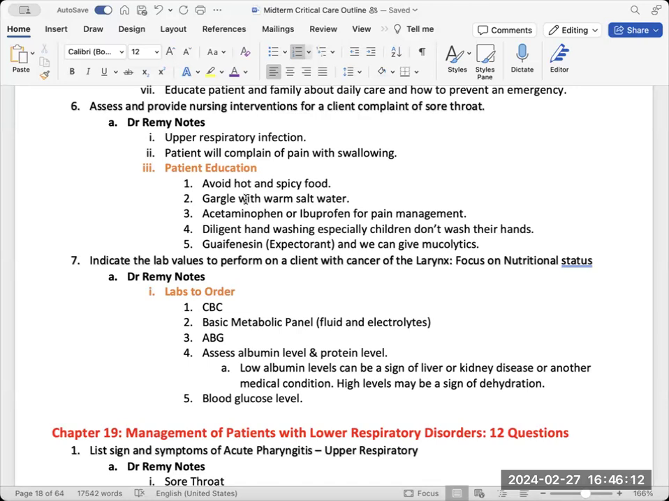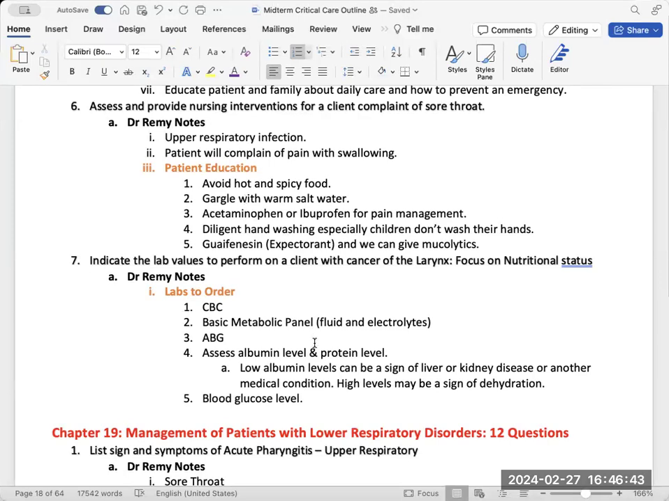Acetaminophen or ibuprofen for pain. Always hand washing, especially for the kids, because kids don't wash their hands and that could cause an infection, as well as expectorants like guaifenesin and mucolytics to help remove any sort of mucus buildup that they could be getting. But yeah, we're thinking about sore throat, right? Like we don't want anything too cold or too hot, right? Warm salt gargling is going to really help and things like that.